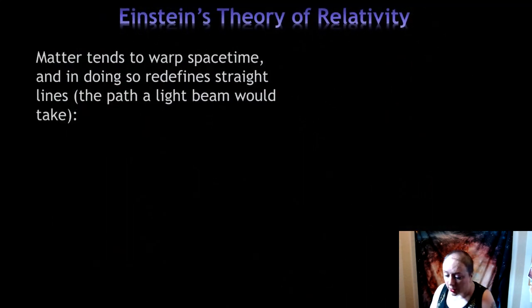Another thing that we can do during an eclipse is to test Einstein's theory of relativity. So I want to talk a little bit about Einstein's theory of relativity so that you can understand how this works. So basically, the way that Einstein envisages space is that instead of space being just a flat thing, it has a shape. It is curved. And the best way to imagine this is, imagine that you have a trampoline.